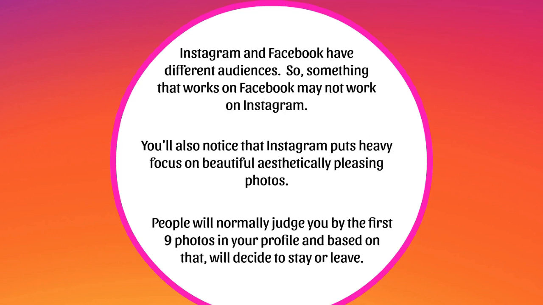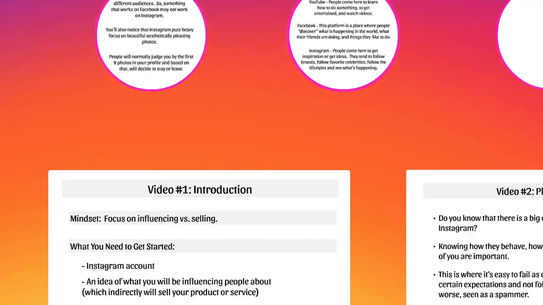On your Instagram profile, when people go to the profile, they're going to see a few images. And people will normally judge you based on the first 9 photos in your profile. And based on that, they will decide to stay or they will decide to leave. So you've got to make sure that you choose your best 9 photos and put them at the forefront. So when somebody comes to your Instagram profile, they see the best of the best, right?